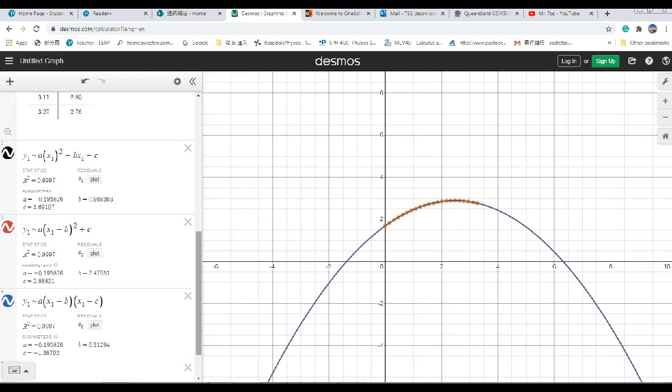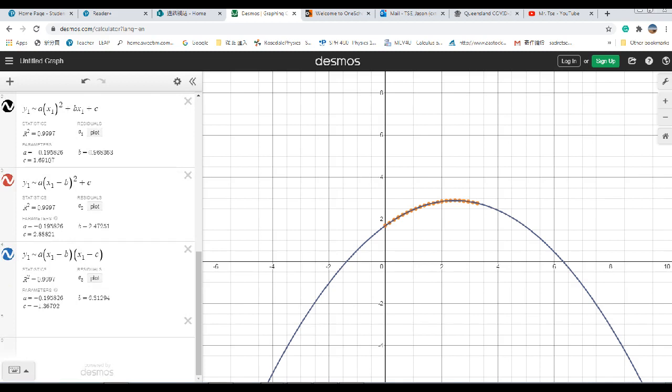So that's it. You know that after you use Excel, you could also use Desmos, but Desmos can give you more quadratic forms, though the values they get are a little bit different. In the assignment you need to be aware of that.